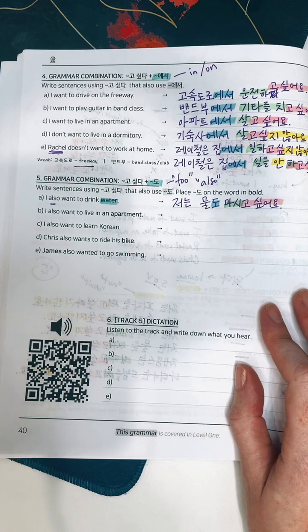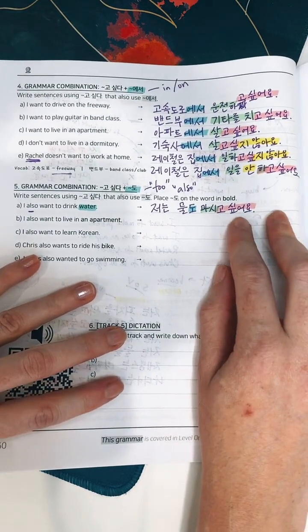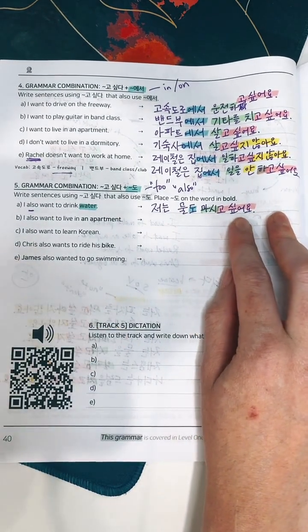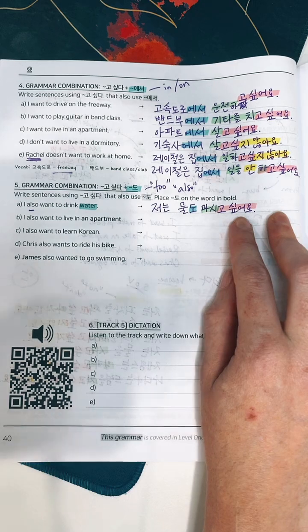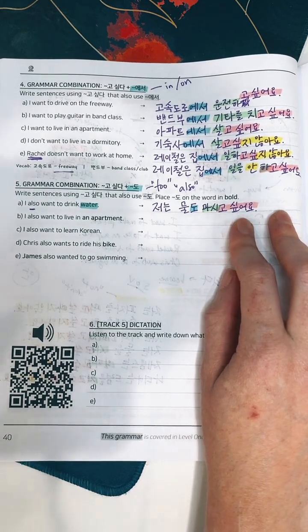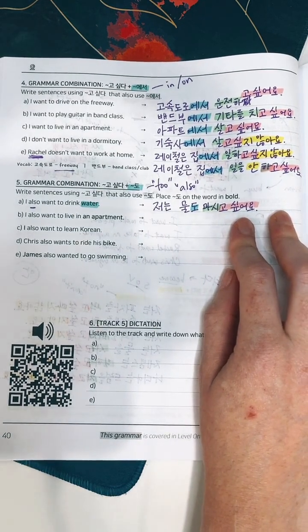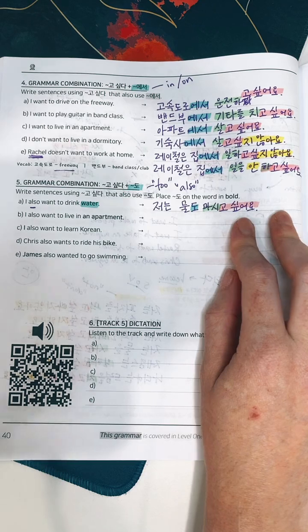What's the difference between 고 싶어요 and 싶어해요? So, 고 싶어요 is used when talking in the first person. So, speaking on behalf of yourself, speaking about your wants. 고 싶어해요 is used when talking about the wants of other people. In other words, speaking in the third person.